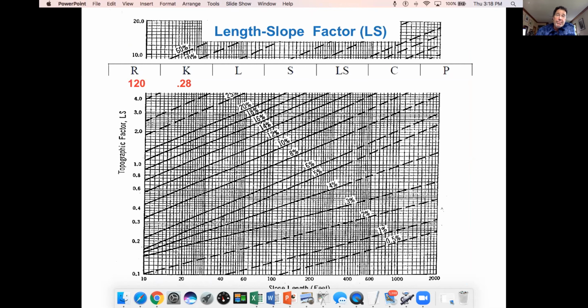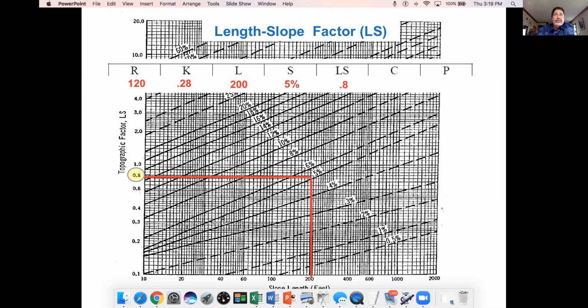So the way you use this table is very similar to the way you use your CN table for runoff. You find on the x-axis the slope length, which is 200. And the 5%. So there's the 200. It goes up to the 5% slope curve. You see it? And it goes over to the y-axis, and you get 0.8. The LS factor is 0.8. Okay, does that make sense?